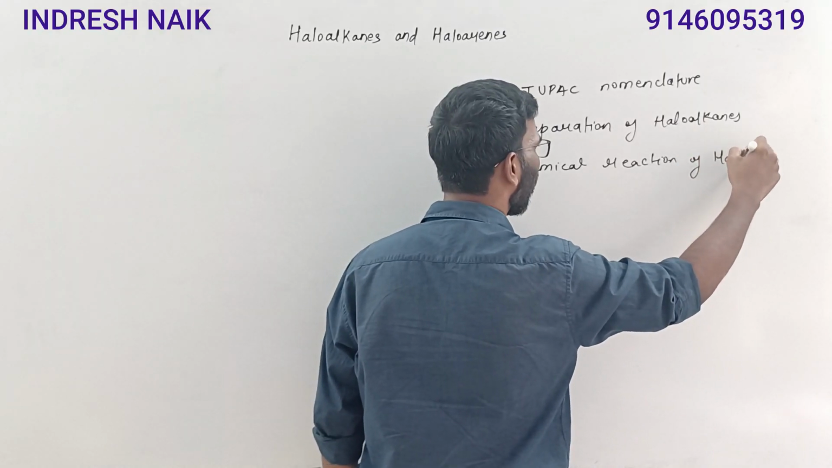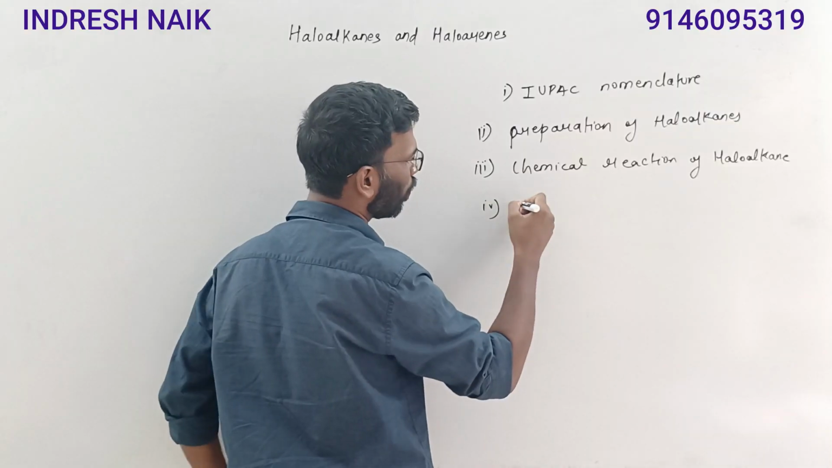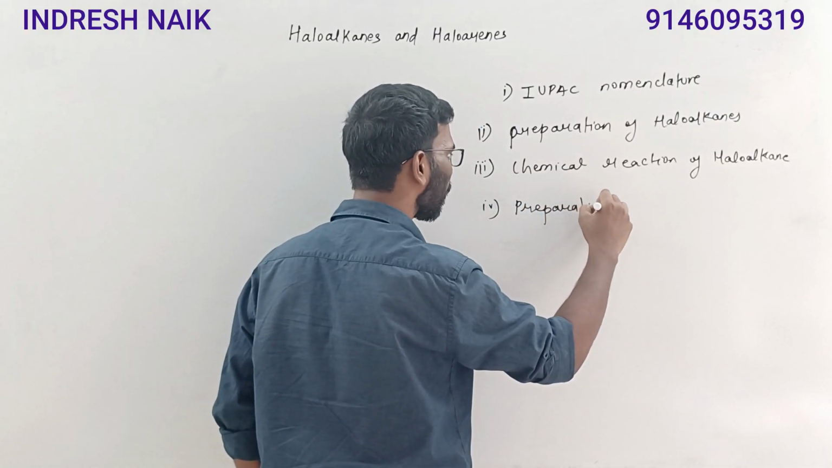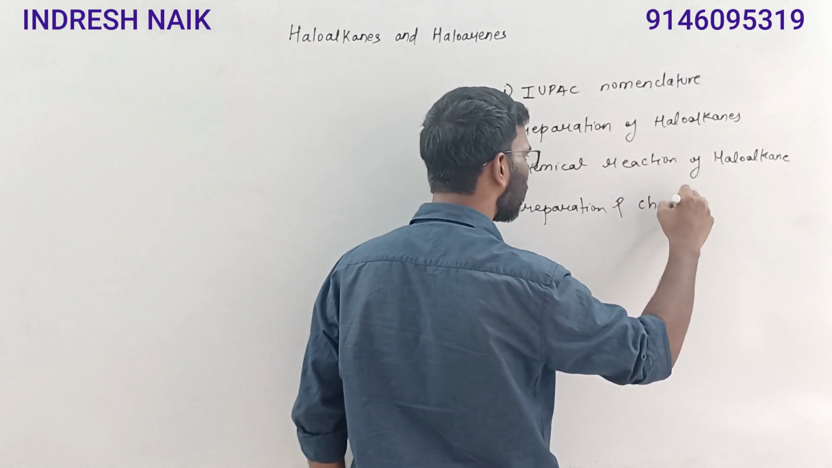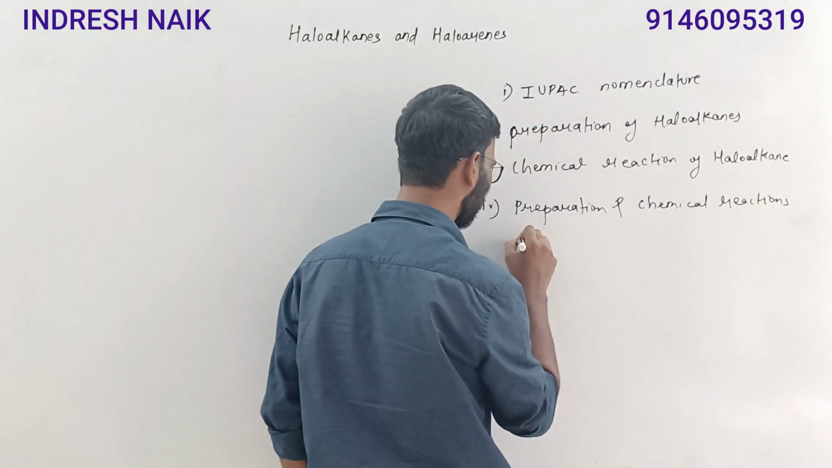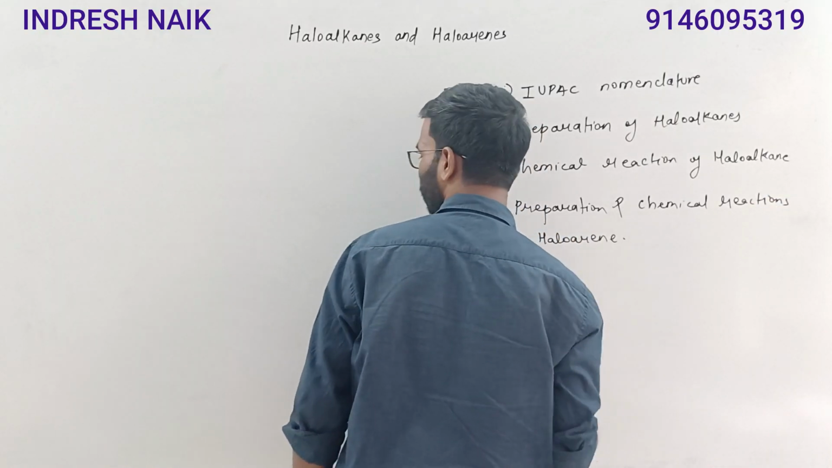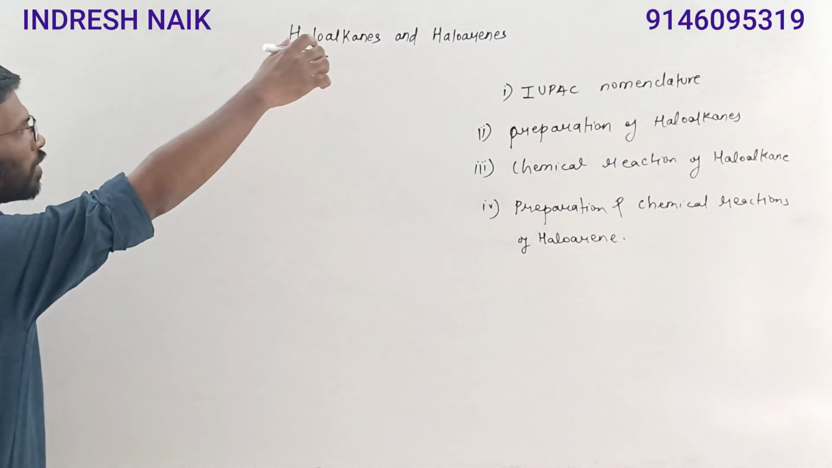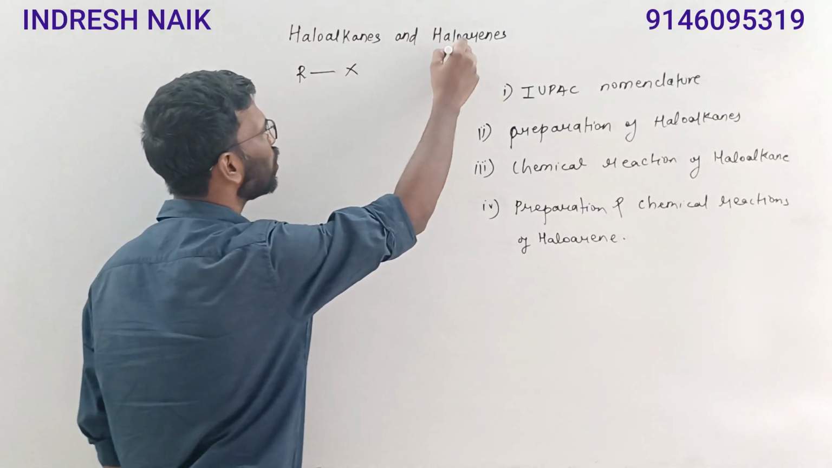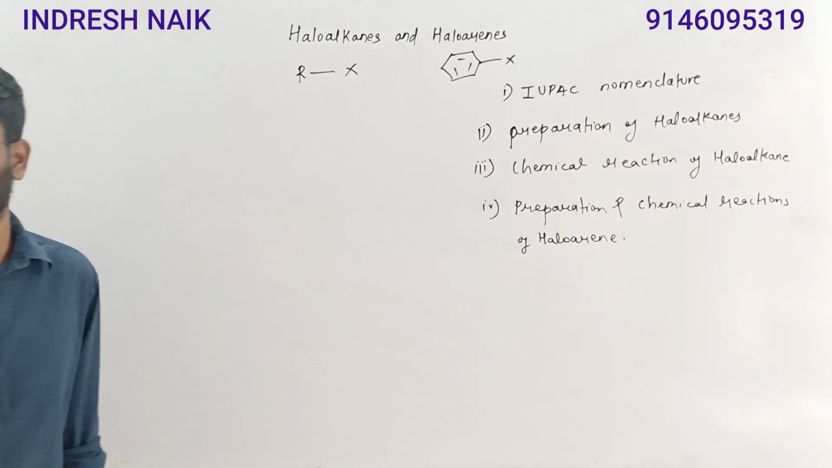Third, I am going to discuss the chemical reactions or chemical properties of haloalkanes. Fourth, I am going to discuss preparation and chemical reactions of haloarenes. So to start with, the chemistry is about haloalkanes. Haloalkane means a halogen connected to an alkane, and haloarene means a halogen connected to an arene. This is what it is, right?